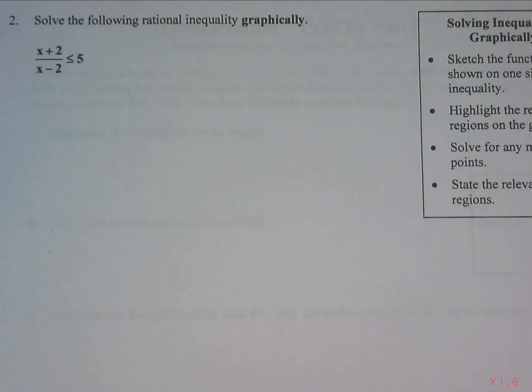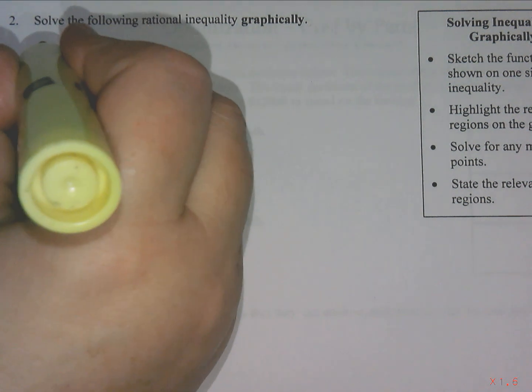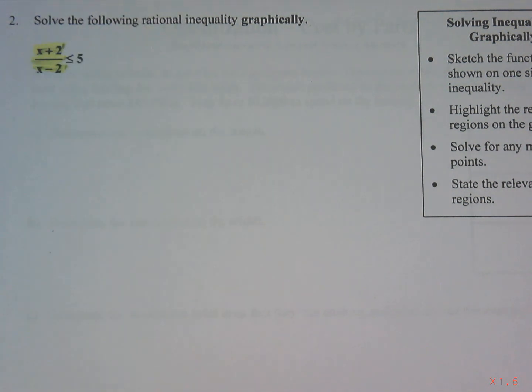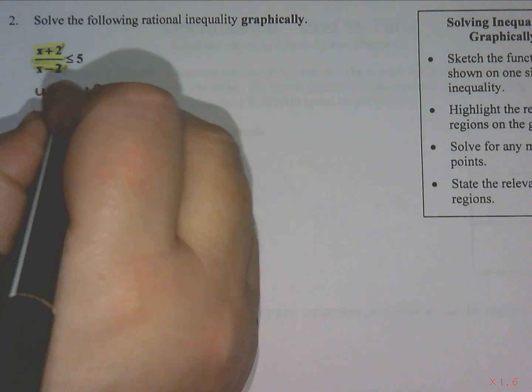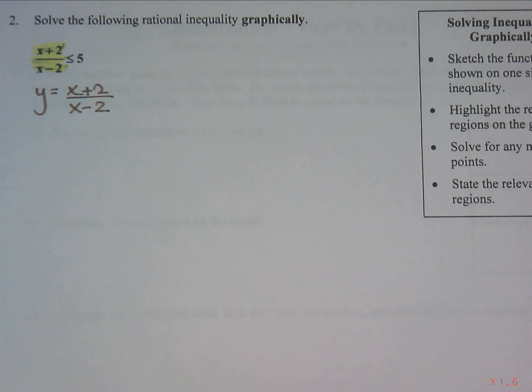it using our graph. So we are going to take what's on the left side of the inequality, that's the x plus 2 over x minus 2, and we are going to graph that. And then once we have our graph, we're going to look at where our graph is less than or equal to 5. So I'm going to start with y equals x plus 2 over x minus 2. If you would like to try graphing this on your own and then just check back in on the video to see the second part, I would recommend that. But if you need help with graphing, I am going to go through that right now.